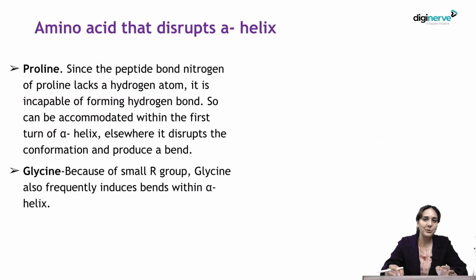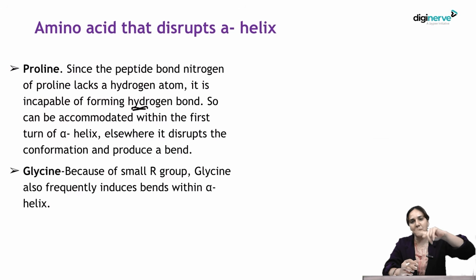Now there are certain amino acids which you should know that disrupt the alpha helix. An example is proline. Since the peptide bond nitrogen of proline lacks a hydrogen atom, it is incapable of forming hydrogen bonds. It can be accommodated either in the first turn of the alpha helix, or it will disrupt the structure and form a bend there. So proline disrupts the alpha helix structure because it cannot form hydrogen bonds. If it is present in the first coil, it is not needed to form a hydrogen bond with the coil above, then it can work.